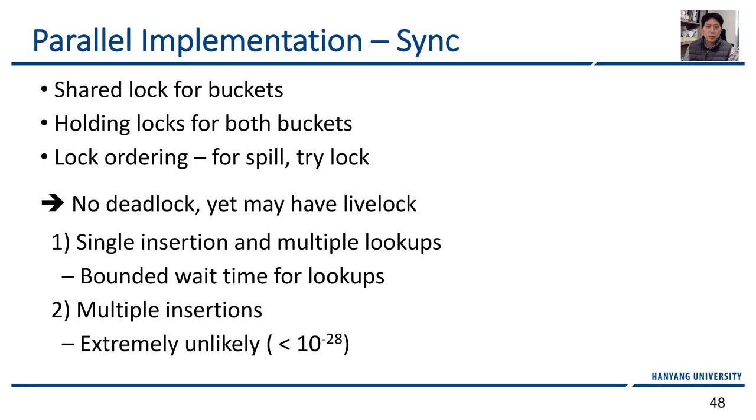Although this scheme ensures deadlock never occurs, live lock may occur. First between an insertion and multiple lookups, and second between multiple insertions. For the first one here, we make the locks for lookups to have bounded wait time, and we try acquiring the locks. For the second one, live lock between multiple insertions, the probability of this is extremely low, lower than memory bit error rate. So we simply ignore this. Again, the details are in the paper.